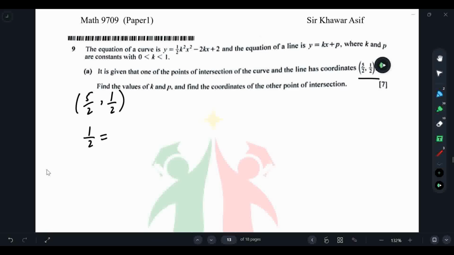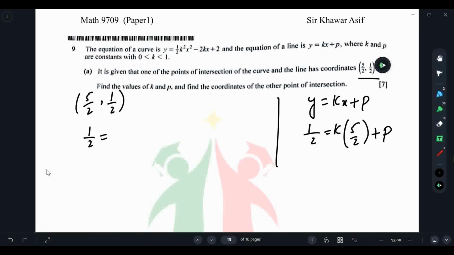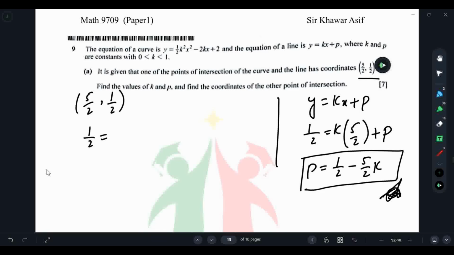So 1 by 2 is equals to, let me put it in this one first. Y is equals to kx plus p. Y coordinate is 1 by 2. We don't know the value of k, so 5 by 2 plus p. Now if we rearrange it, so p will be equals to 1 by 2 minus 5 by 2 k. This will be equation 1.